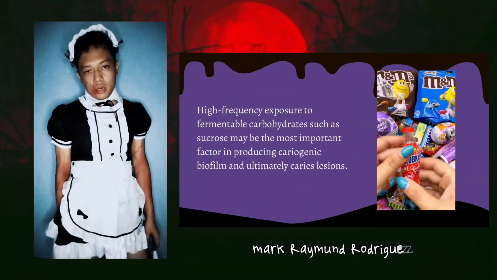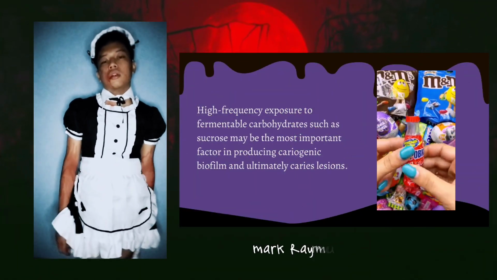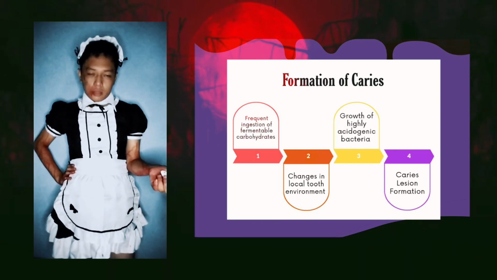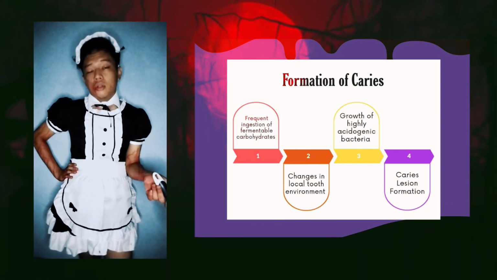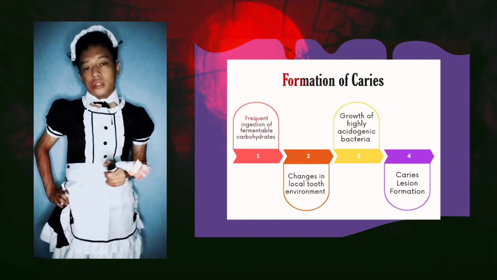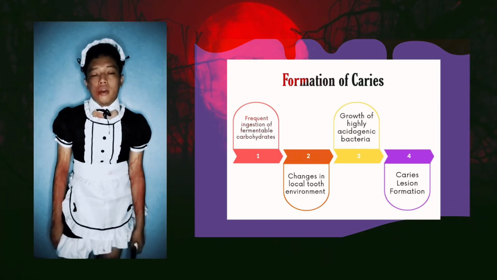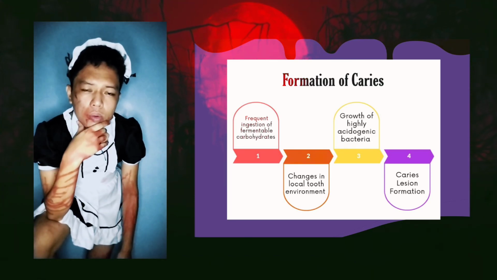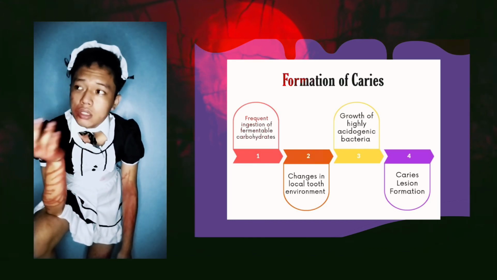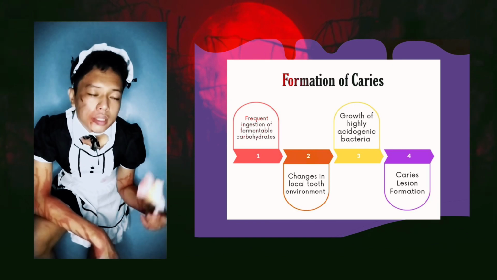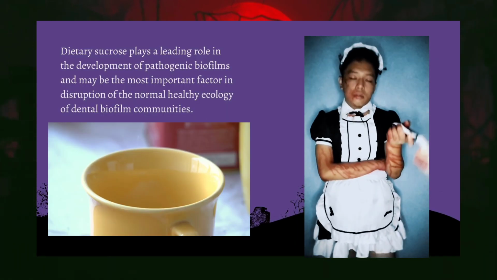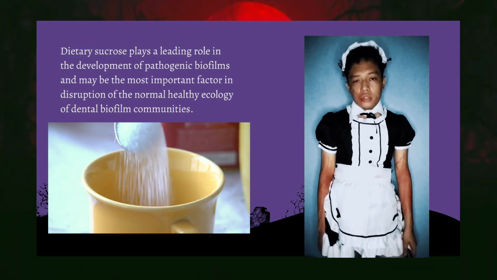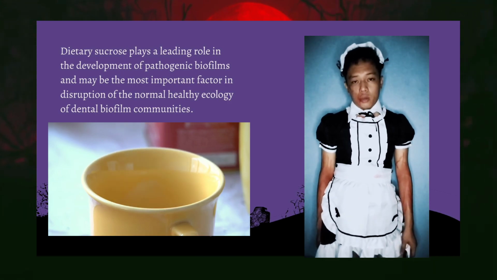High-frequency exposure to fermentable carbohydrates such as sucrose may be the most important factor in producing cariogenic biofilm and ultimately caries lesion. Frequent ingestion of fermentable carbohydrates begins a series of changes in the local tooth environment, essentially changing the composition of the biofilm, thus favoring the growth of highly acidogenic bacteria that eventually leads to caries lesion formation. In contrast, when ingestion of fermentable carbohydrates are severely restricted or absent, biofilm growth typically does not lead to caries lesion. Dietary sucrose plays a leading role in the development of pathogenic biofilms and may be the most important factor in disruption of the normal healthy ecology of dental biofilm communities.